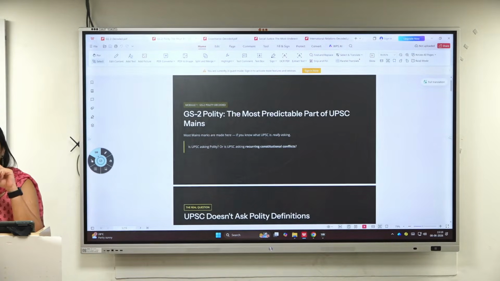So generally we divide this paper into 3 arcs. What are the 3 arcs? Polity and governance, social justice and social issues is the second arc, international relations is the third arc, right? So who will tell me polity and governance generally carries how many marks?